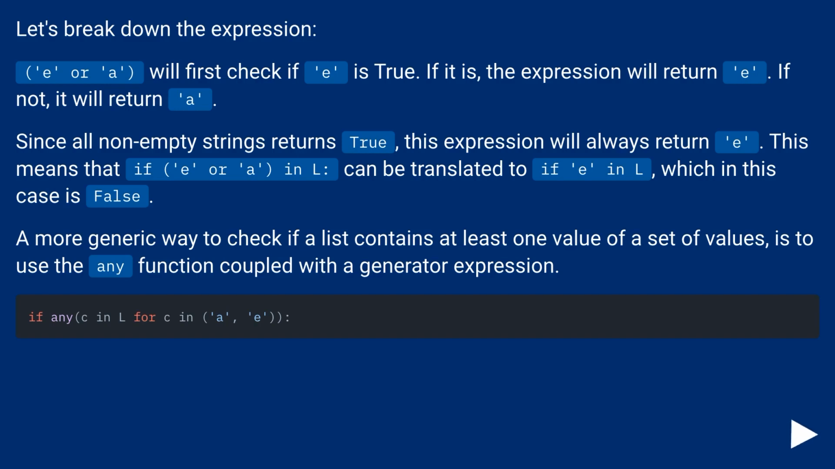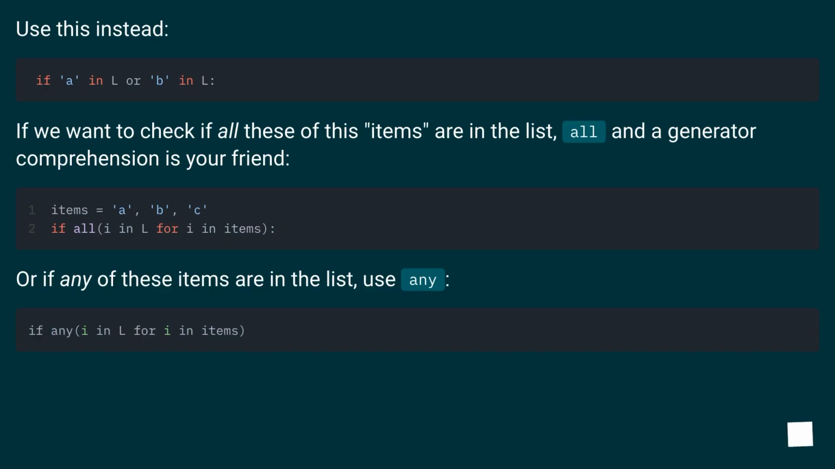this case is false. A more generic way to check if a list contains at least one value of a set of values is to use the any function coupled with a generator expression. Use this instead. If we want to check if all of these items are in the list, all and a generator comprehension is your friend. Or if any of these items are in the list, use any.